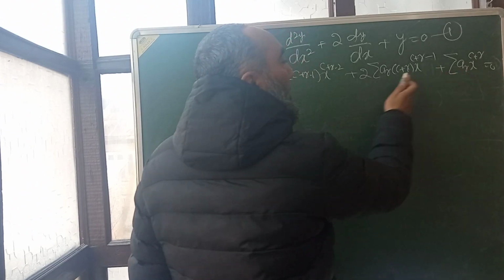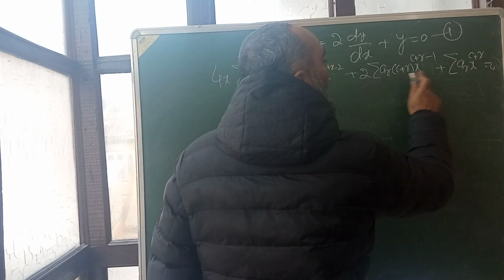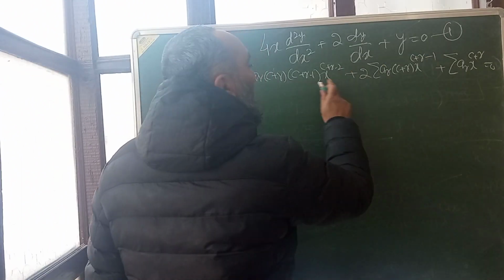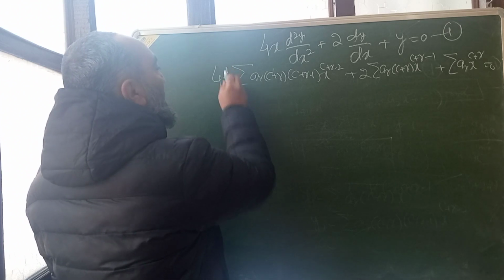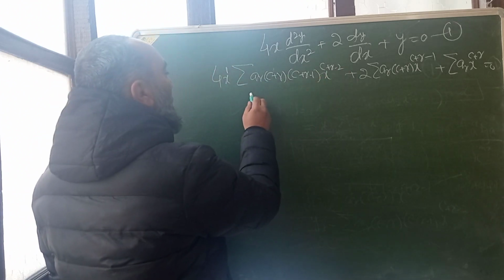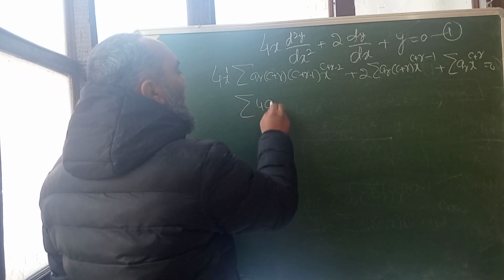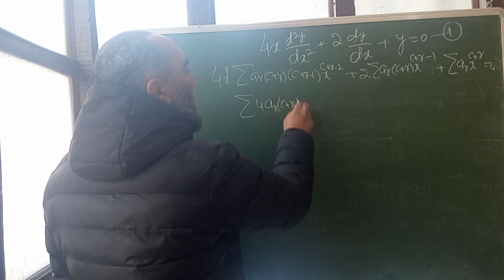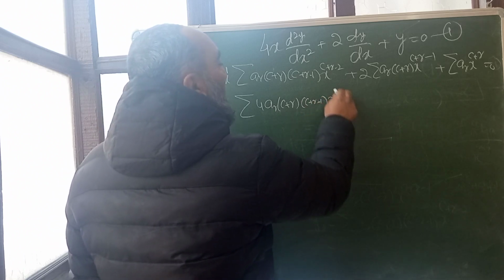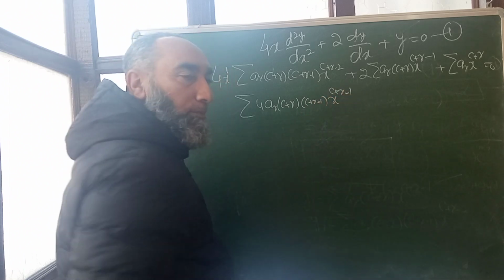This is y, this is its first derivative, x raised power n and x raised power n minus 1. This is its second derivative, c plus r minus 1, x raised power c plus r minus 2. You see, bases are same, powers are added. This is x raised power 1, this is x raised power c plus r minus 2. So you have 4 ar c plus r c plus r minus 1, x raised power c plus r minus 1.